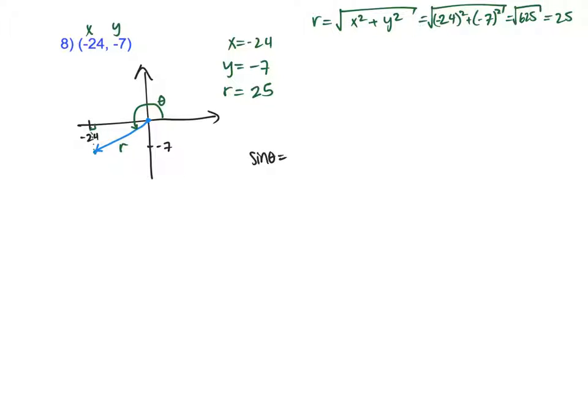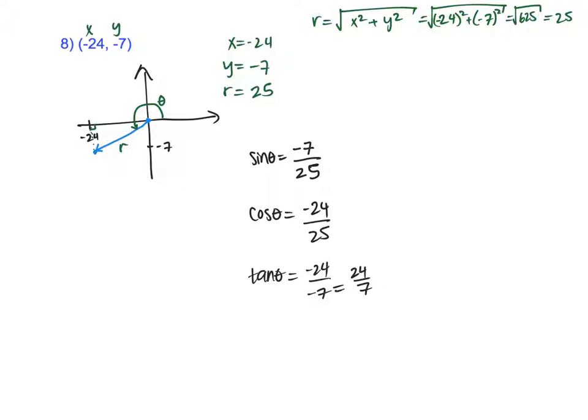So sine is going to be my y over r, so negative 7 over 25. Cosine is going to be negative 24 over 25, the x over the hypotenuse. And tangent is your y over x, so that's going to be negative 7 over negative 24. But here's the thing, that's two negatives on this fraction. So remember, fractions are just division. So negative 7 divided by a negative 24 is going to be a positive number because there's two negatives. So this is really positive 7 over 24.